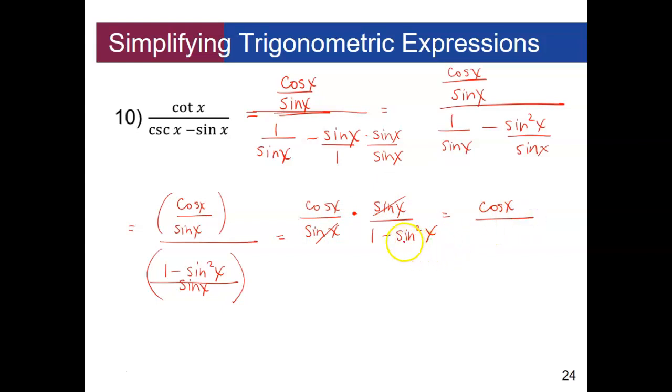And you may recall that 1 minus sine squared is actually cosine squared. That goes back to the Pythagorean identity. So I end up with cosine over cosine squared, which is 1 over cosine, which is secant. So this simplifies to be secant. But again, it's not just this final answer that's important, it's this whole process that's going to be important.